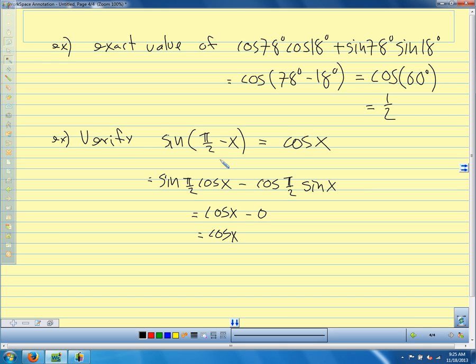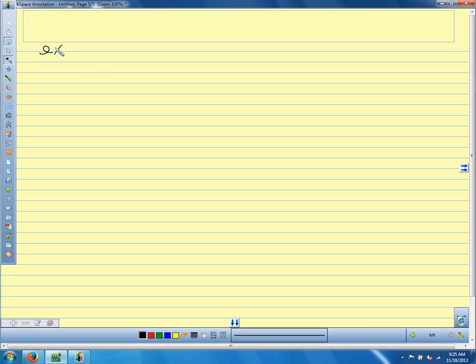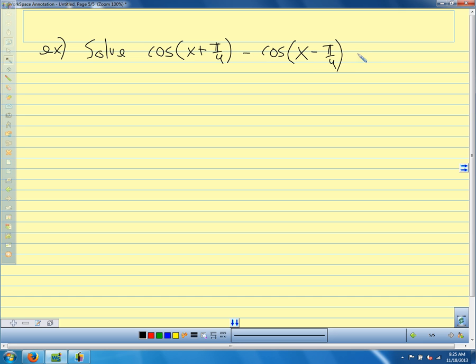All right, on this next problem, I want to set it up. We're not going to go through the process of doing the entire problem. I just want to talk through the process of solving it. So let's say we have an equation that we want to solve: cosine of x plus pi over 4 minus cosine of x minus pi over 4 equals 1. So we want to find the values of x that make this true.